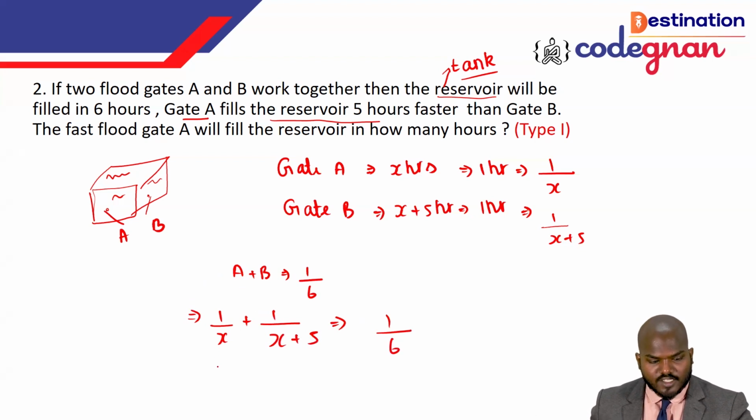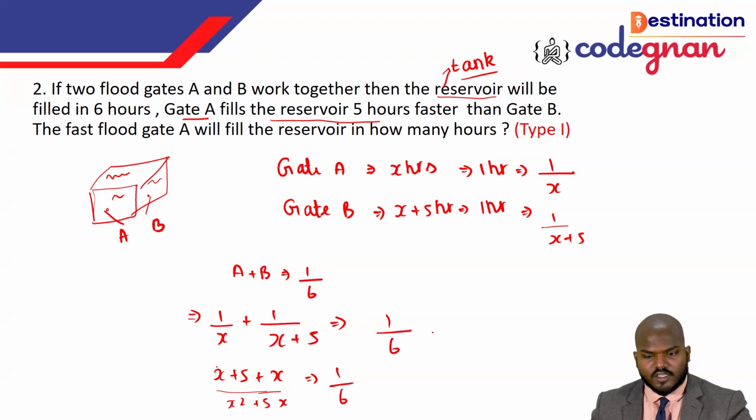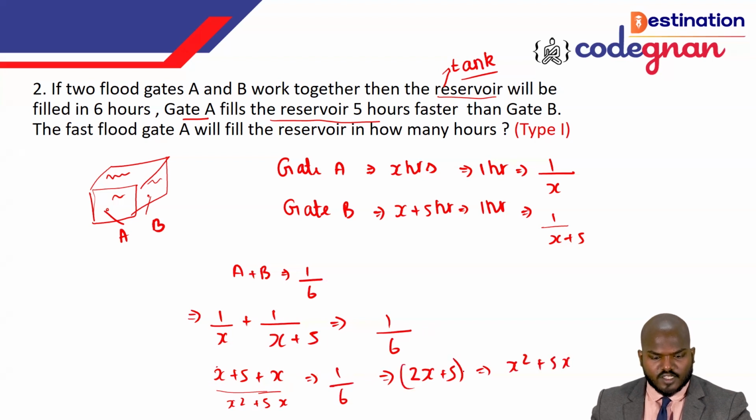If I take the LCM, I get X plus 5 plus X over X square plus 5X. That is X square plus 5X, which happens when you take the LCM. On this side you have 1 by 6, so that is 2X plus 5 equal to X square plus 5X. And the 6 you multiply here.